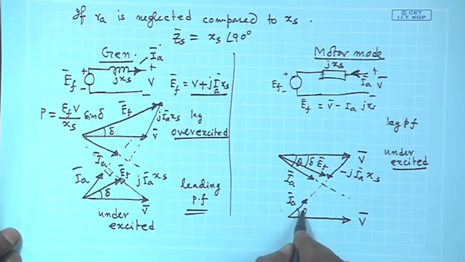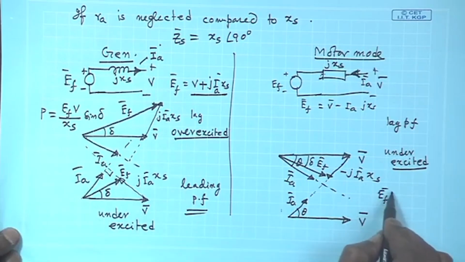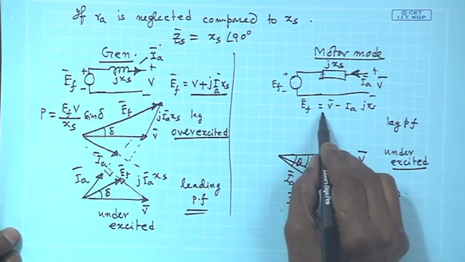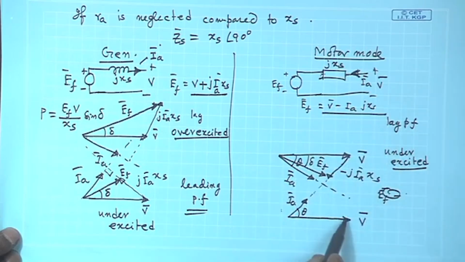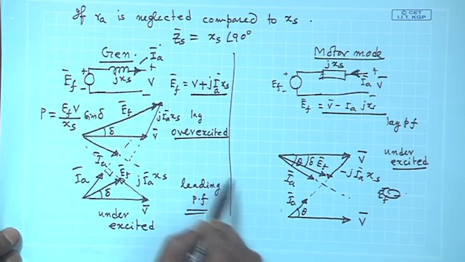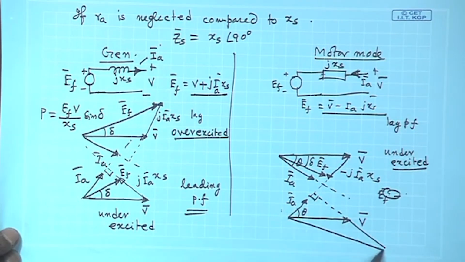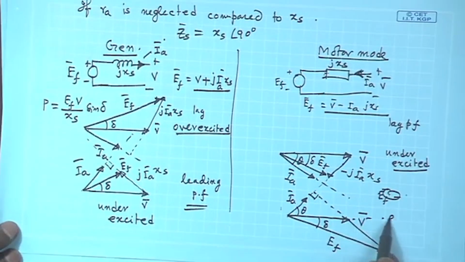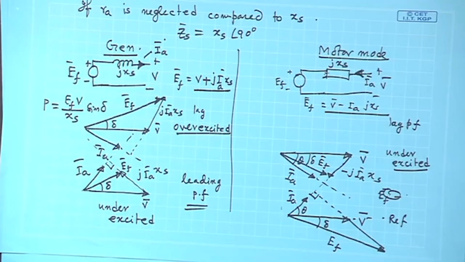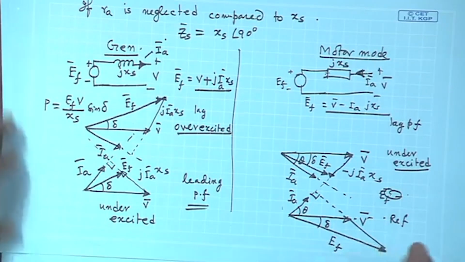this is theta. So, V minus J I A X s will be your E f. Oh, it is written there, this is the equation. So, J I A X s is like this. So, negative of that. So, it will go like this, such that this angle is 90 degree and this will be your excitation voltage and this is delta. So, if this is the reference, E f is greater than V, it is over excited. So, we will continue with this in the next class. Thank you.